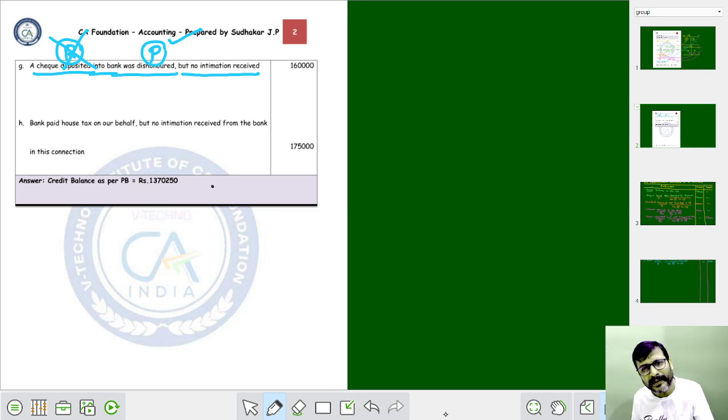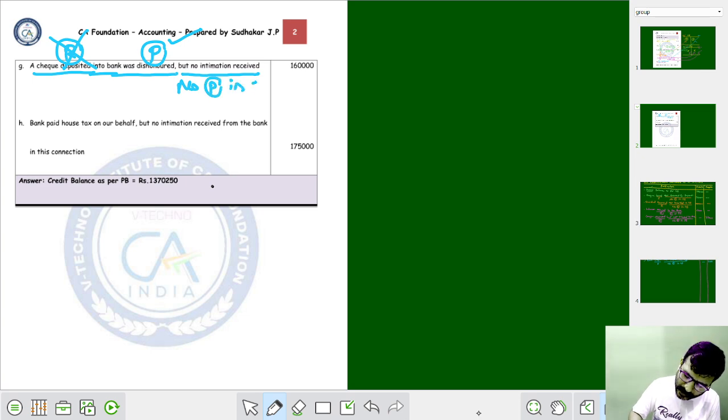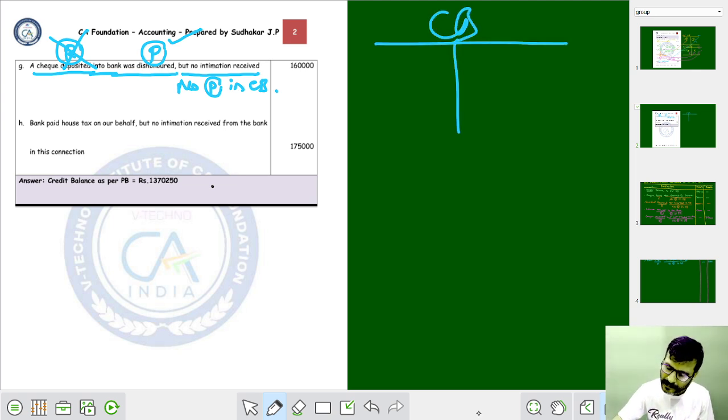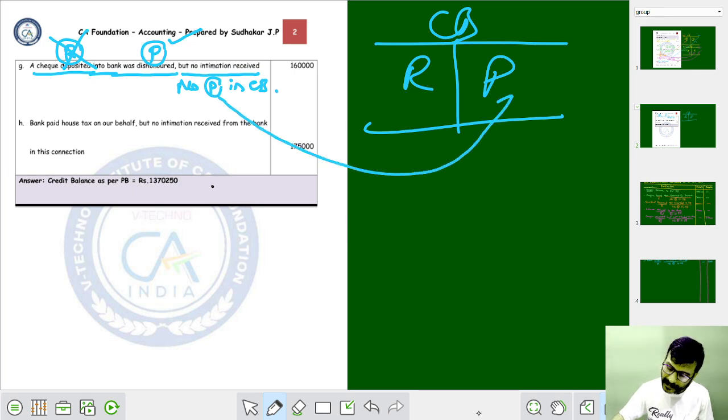But what happened here? Check is dishonored, a bill is dishonored, but no intimation is received, which means no payment in which book? In cash book. See, no payment in cash book. This is cash book, receipt and payment. No payment in cash book. It means we have to take it on the same side. Same side means what? We have to take it on the credit side only.